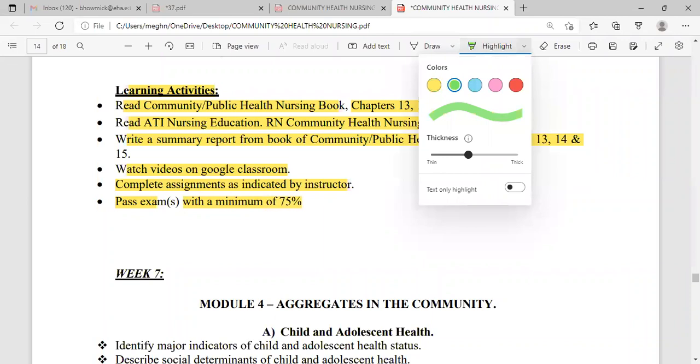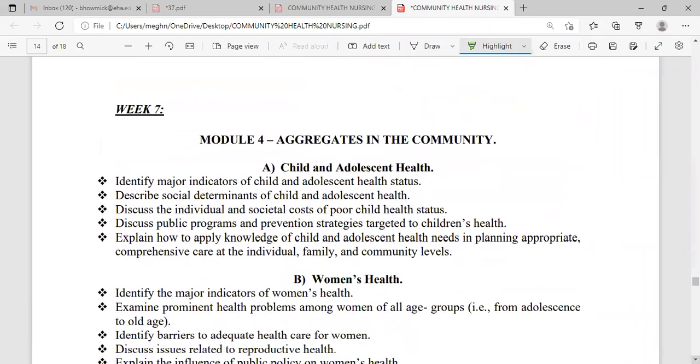What else? Next here, week 7, module 4, aggregate in the communities. Part A, child and adolescent health. B, women's health.